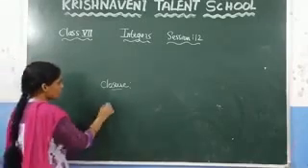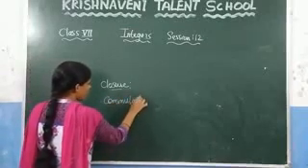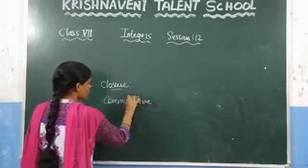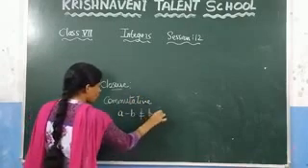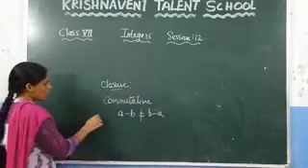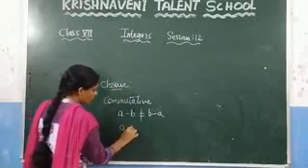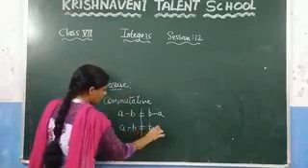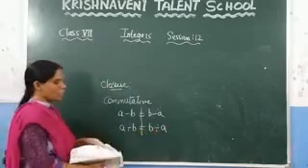After that we discussed the commutative property. Under subtraction, a minus b is not equal to b minus a. After that we discussed division also, and you know that a divided by b is not equal to b divided by a. This is also discussed under the commutative property.